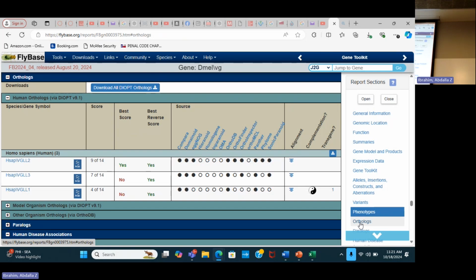So this is all of these, VGLL2, and so on. Those are similar genes in humans, right? That have the same sequence and probably the same function. I just picked this one. So 9 out of 14.